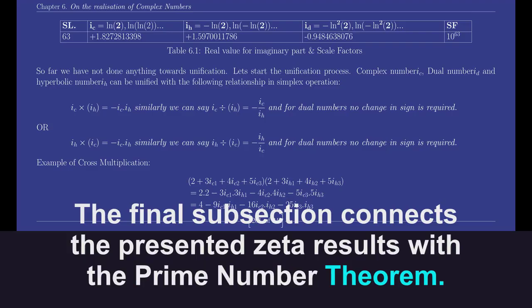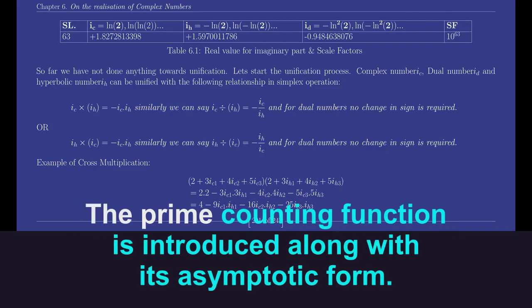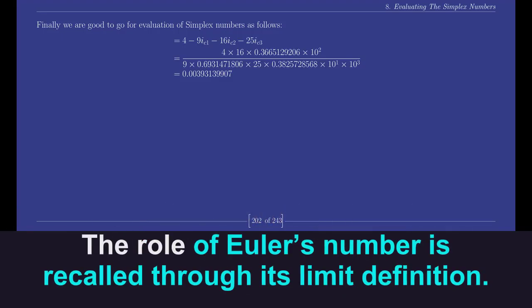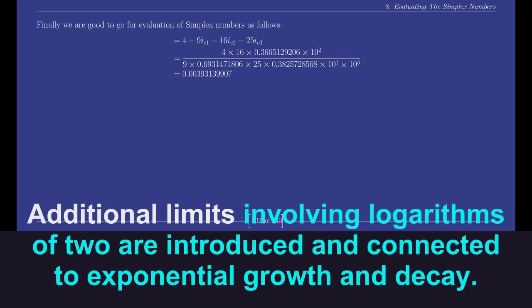The next section introduces the concept of simplex numbers. The text explains that simplex numbers generalize familiar figurate numbers, such as triangular numbers, tetrahedral numbers, and higher dimensional analogs. These numbers are described as counting points arranged in regular geometric patterns that increase in dimension.